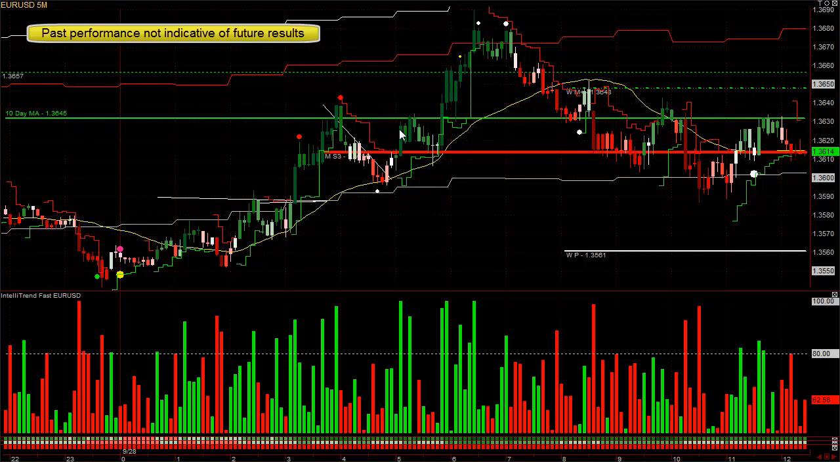This pullback doesn't quite look as good as it did on the range chart. And there's also, I think, a pullback right here on the range chart that you can't even see on a 5-minute chart. You know, there's more opportunities on a range chart. So I highly recommend everyone trade using our range charts.